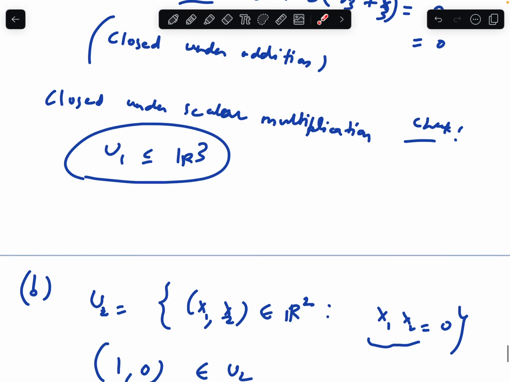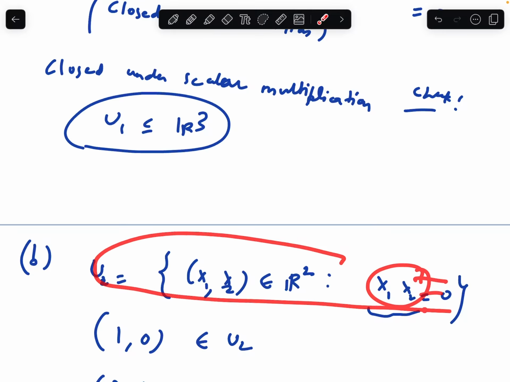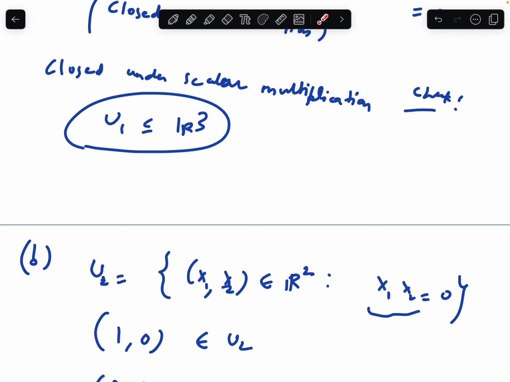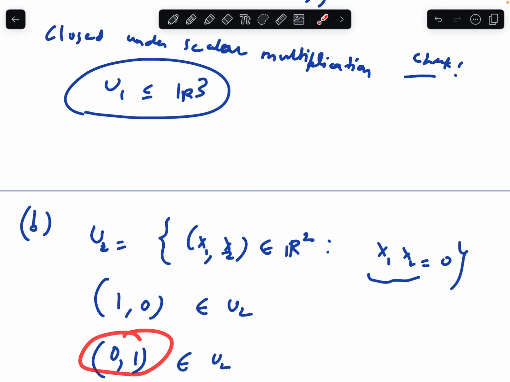Let's take a look at another example. U2 is equal to {(x1, x2) in R2 such that x1 x2 equals 0}. Is this a subspace of R2? Let's find out. So (1, 0) is inside U2. Why? Because 1 times 0 is 0. So this is satisfying this condition. Similarly, (0, 1) is also inside U2.